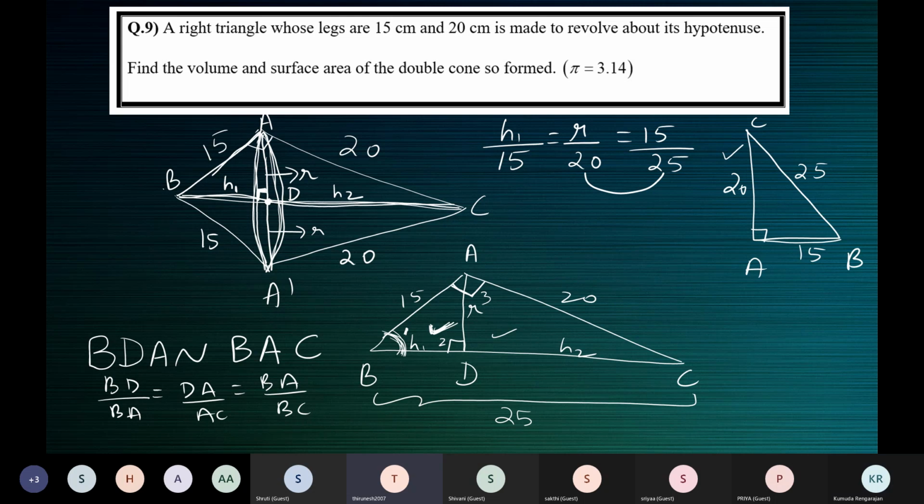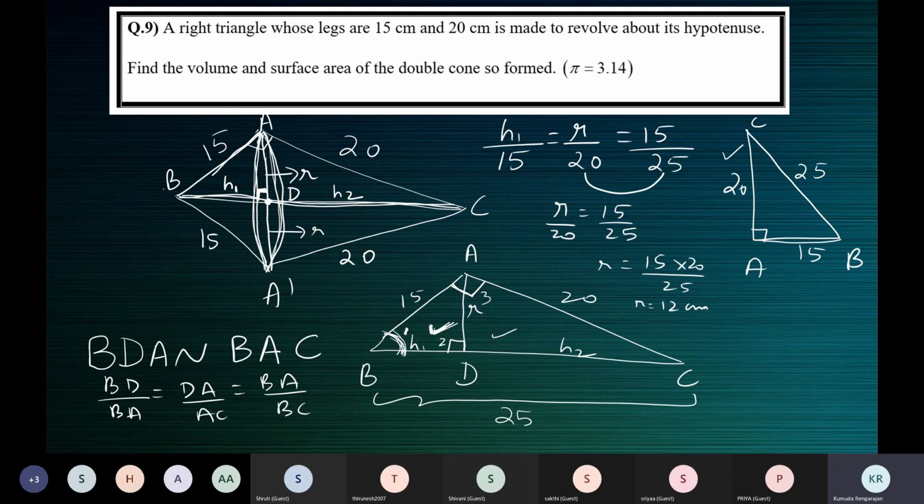Ma'am, radius is 12, ma'am. 12, okay. So R is equal to 15 into 20 by 25, centimeters. So it's 300 by 25. Yeah, so R is equal to 12 centimeters.